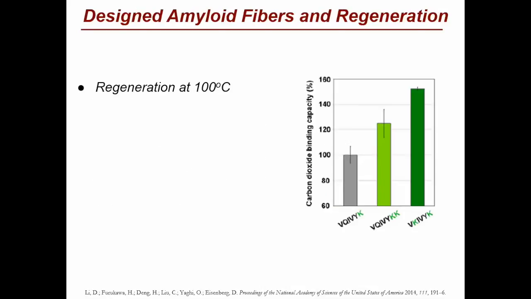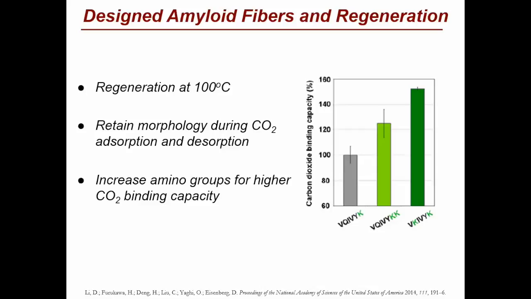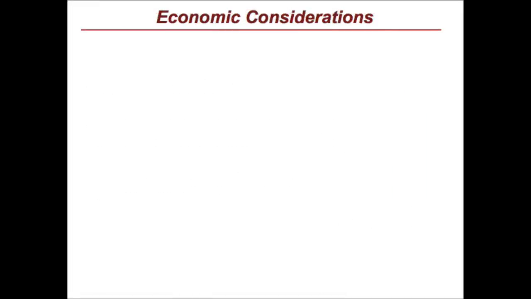For the reversal of the carbamate reaction of amyloid fiber, heating is always more practical and easier. In this case, when the material is heated to 100 degrees C, the CO2 is fully released and the material is fully regenerated. And the amyloid fiber will retain its morphology through absorption and desorption of carbon dioxide. Besides, amyloid fiber could be engineered, and by increasing the number of amino groups, there is a significant increase in binding capacity for carbon dioxide. The discovery of the applications of designed fiber amyloids in carbon capture was first shown only a few months ago, in January 2014.